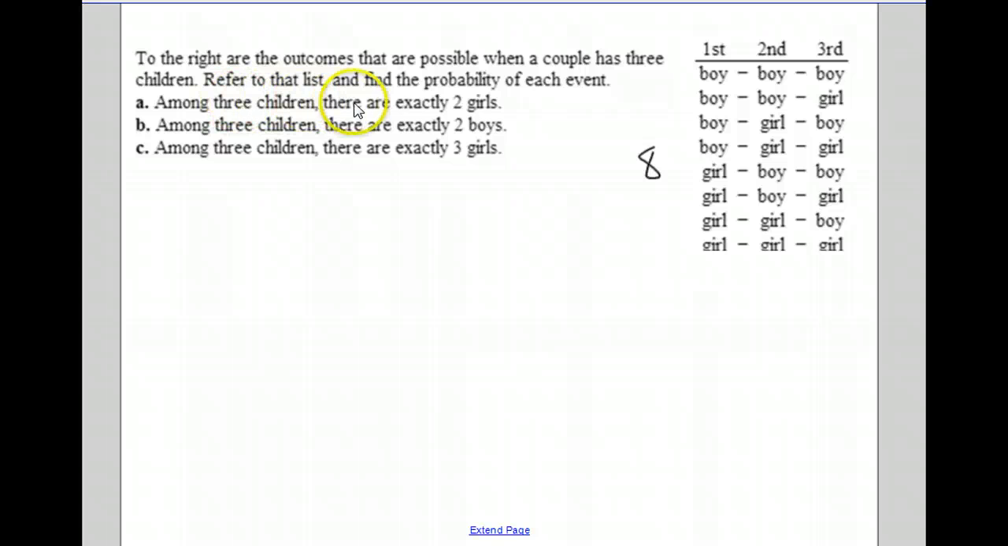among 3 children, exactly 2 are girls. So there's one with 2 girls. So there's 1, 2, 3. So the answer to part A would be a probability of 3/8.